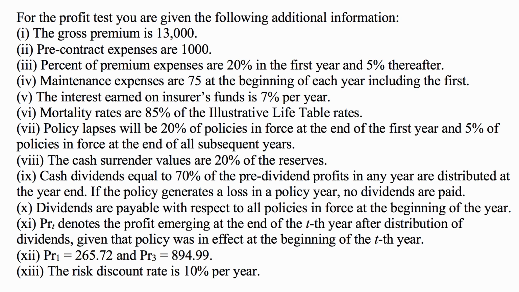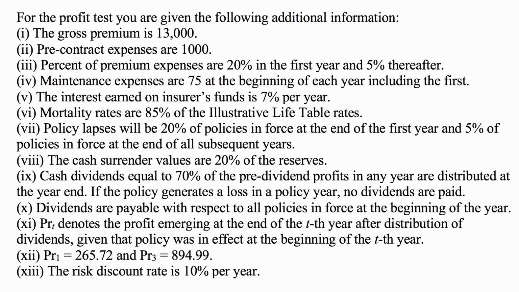Policy lapses will be 20% of policies in force at the end of the first year and 5% of policies in force at the end of all subsequent years. The cost surrender values are 20% of the reserves. Cash dividends equal to 70% of the pre-dividend profits in any year are distributed at the year end. If the policy generates a loss in the policy year, no dividends are paid. Dividends are payable with respect to all policies in force at the beginning of the year.